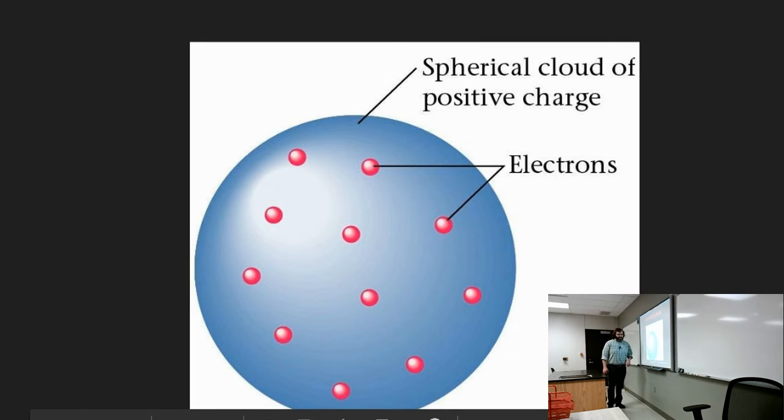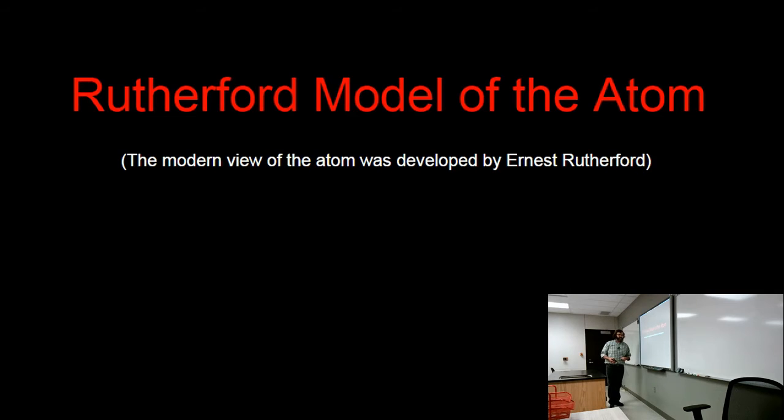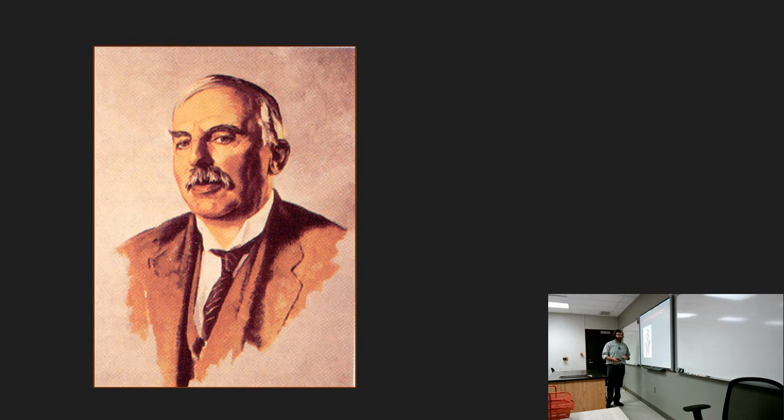Now, the plum pudding model is not what we think of today as what an atom looks like. So it takes another scientist to actually come in and find the better structure of what an atom looks like, what we think of it looks like today. And that is the development of what we call the Rutherford model of the atom. It's the modern view developed by a man named Ernest Rutherford.